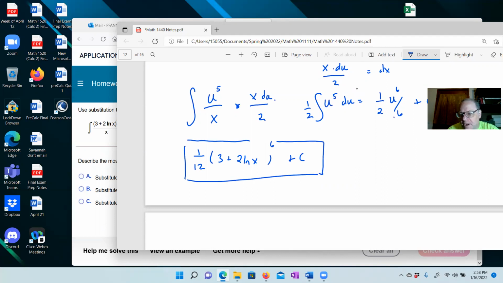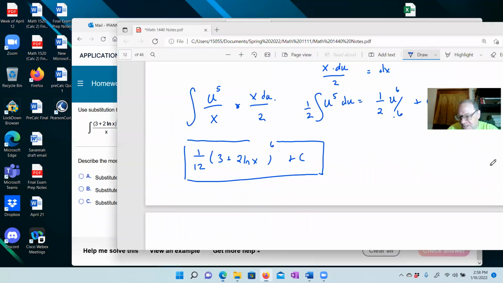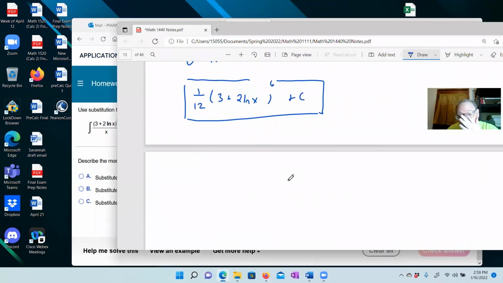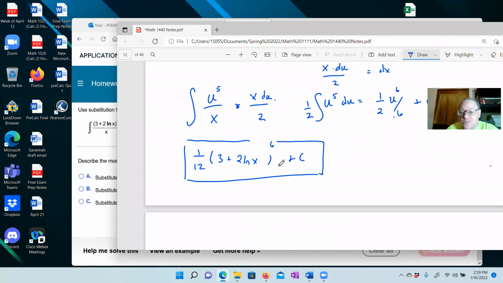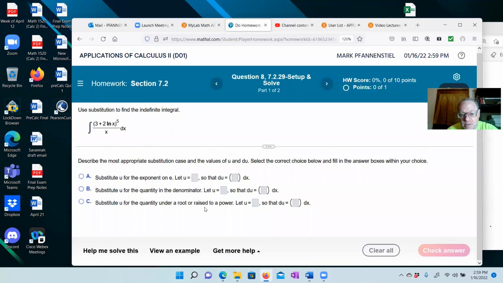So be a little bit careful, but if you see a natural log somewhere and there's an x in the denominator, there's a good chance that natural log is going to be part of your u. Again, make sure that all the x's are accounted for. You've changed all the x's back into u's, so you can go ahead and integrate.